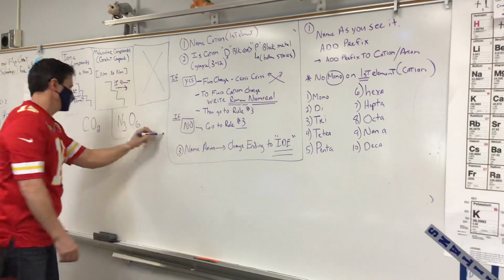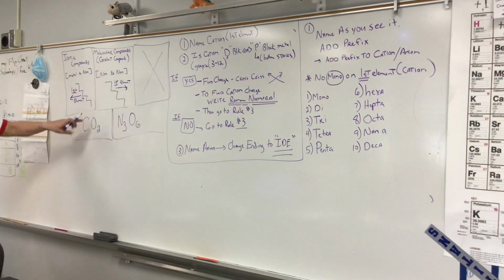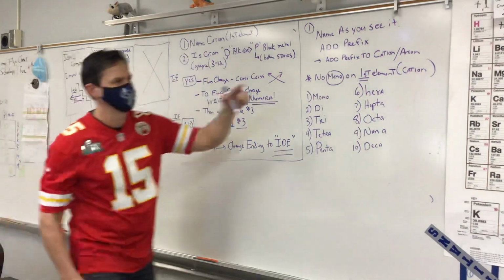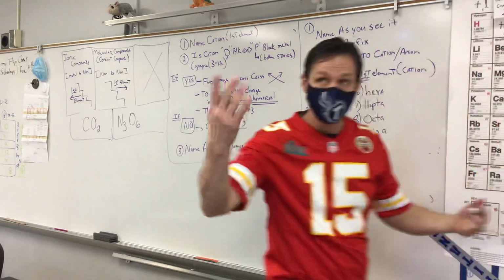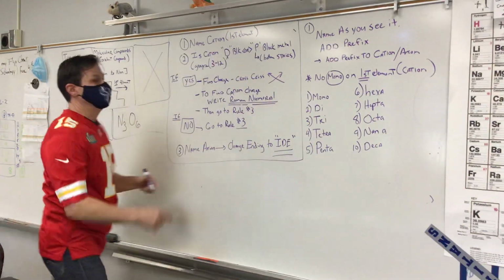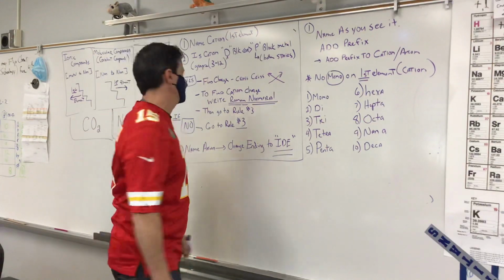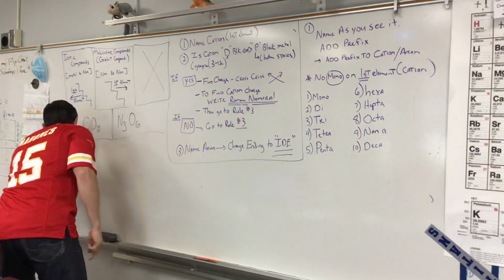Okay, here's 2 examples we're going to do real quick. Okay, let's do this right here. CO2. First things first, I look at the first element. Is C on this side or this side of the stair step? It's right here. So it's on this side, right, guys and gals? Yes. So I'm doing my new rules. Name it as I see it. So what is C? Carbon. So carbon.